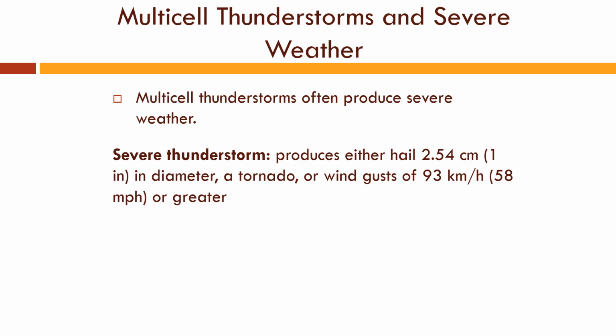Multicell thunderstorms often produce severe weather. You won't get a whole lot of really, really rough, severe weather from a single cell, but you will from a multicell and from supercells, which we'll learn about in just a minute. When we say severe weather, severe thunderstorm activity, we have a very specific definition. For a thunderstorm to be considered severe, it has to be one that produces hail of greater than 1 inch in diameter, or produces a tornado, or has wind gusts of greater than 58 miles per hour, or any combination of those three things.